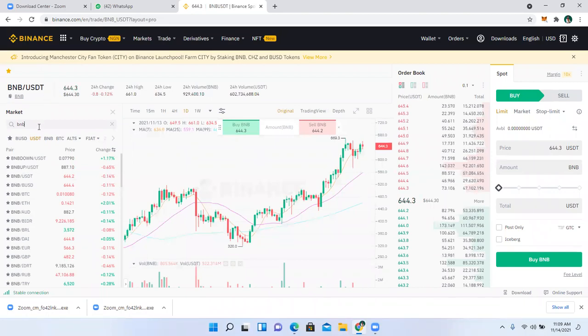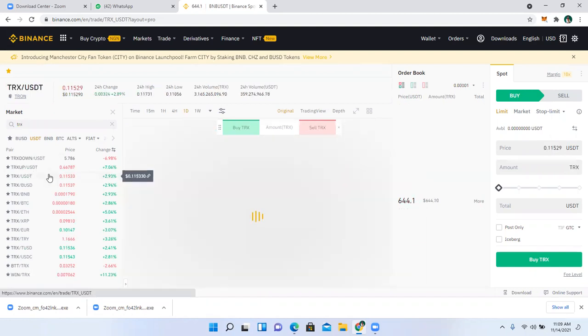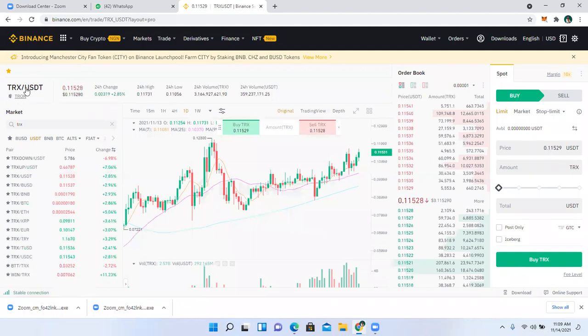So all you just need to do is come to markets and type the token you want to change. I can try something else. I can try Tron, TRX USDT. I can just change it. So you can do any kind of coin you want, as long as the trading pair exists, you would see it. You can just do that and play around with it.